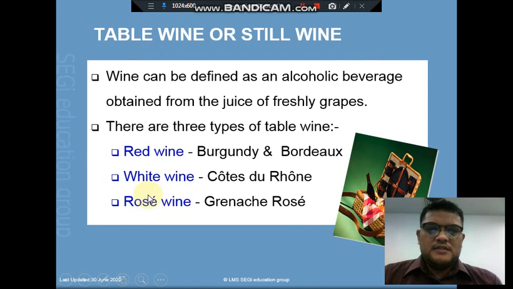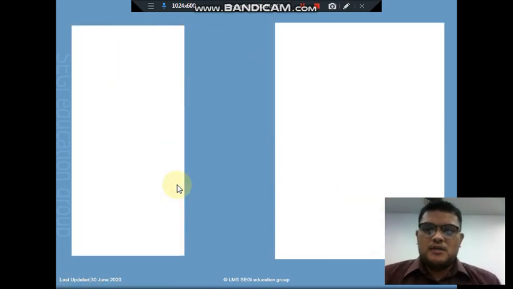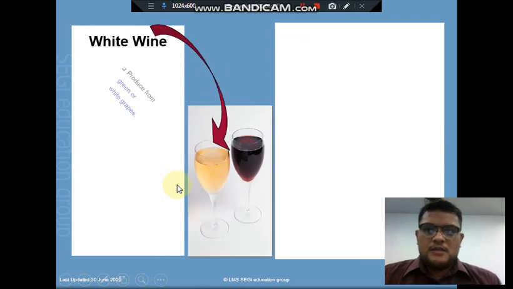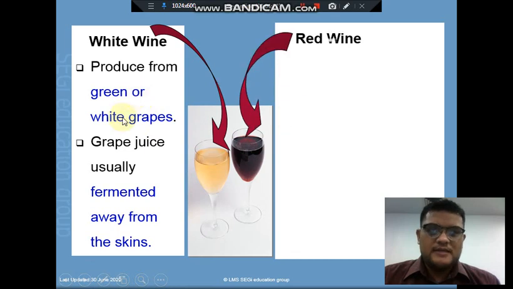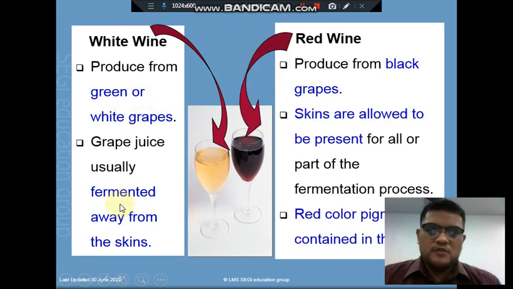Table wine can be divided into three: red wine, white wine, and rose wine. This is the three table wines. And what are red wine and white wine? Guys, white wine is produced from green or white grapes with the skin off. What does it mean by skin off? Skin off means they will peel off the skin of the white grapes and then ferment it. So that's why they call it fermented away from the skins.